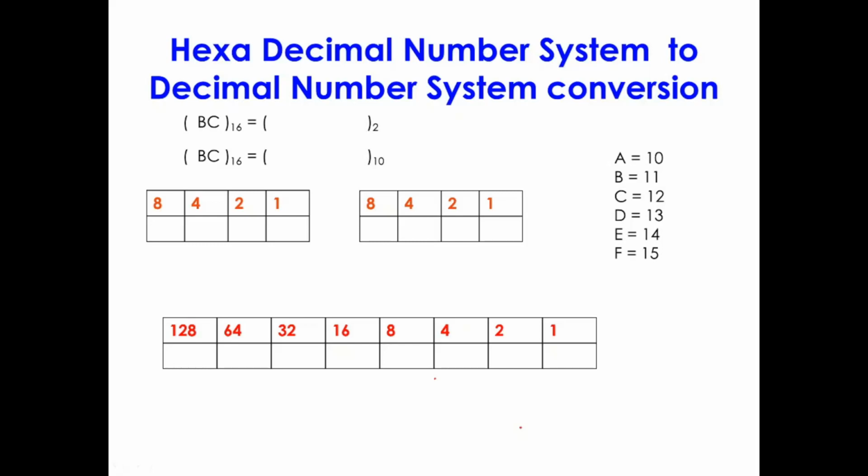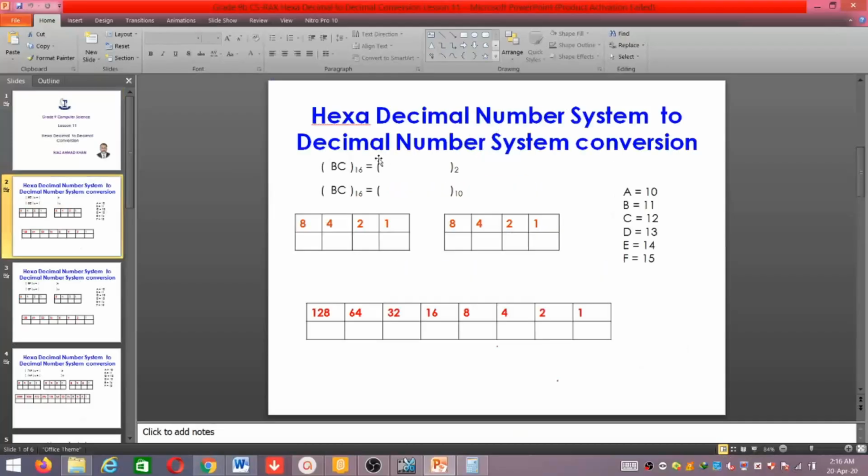Just to tell you one thing, if you want to convert a number from hexa to decimal, you will do it in two steps. What it means is, you will convert it first to binary and then you will convert it into decimal. We will use the same method that we have done before for the conversion to binary.